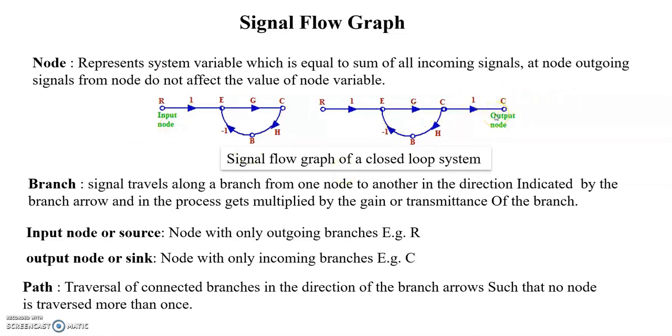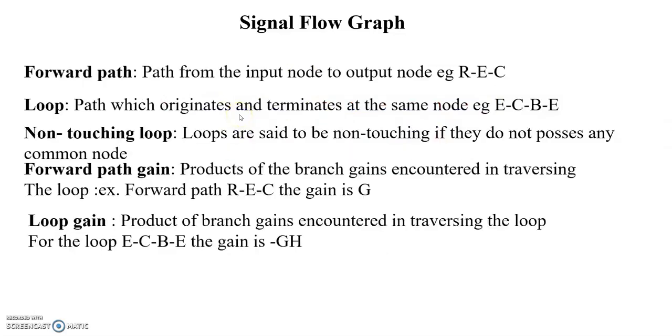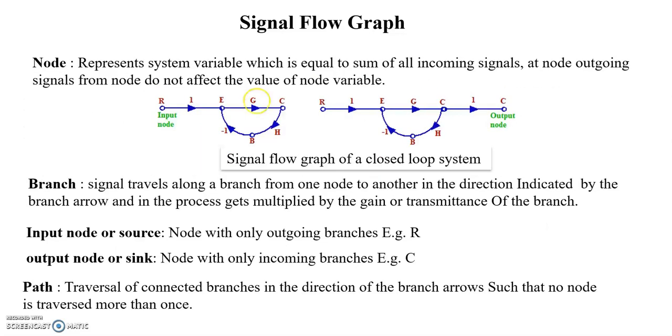Path. A path is a traversal of connected branches in the direction of the branch arrows such that no node is traversed more than once. Next, forward path. The path from an input node to an output node. Here, this is the input node and the output node is this one. So the forward path is R, E, C.